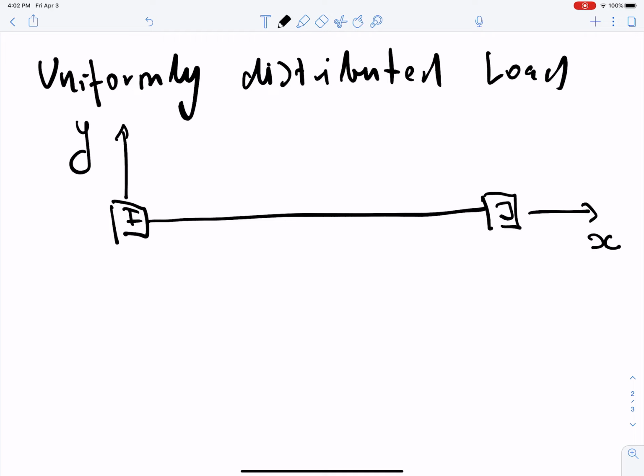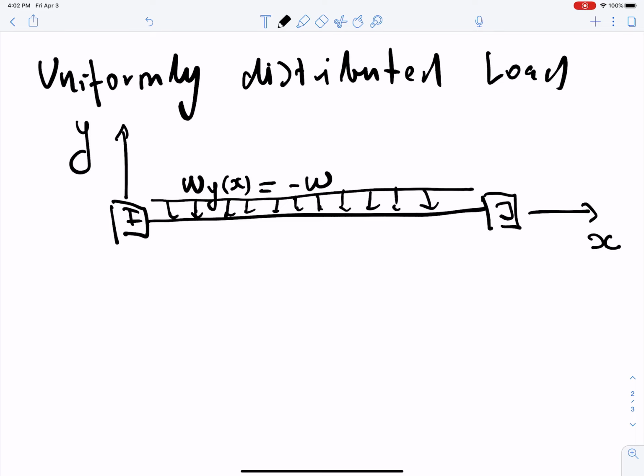In fact, for the temperature changes, I'll show you the derivation based on the basic coordinate system. And so assume that there's a load in y, W sub y as a function of x. And we'll assume it's minus w, constant. So we have a load that looks like this. And W has units of force per unit length.